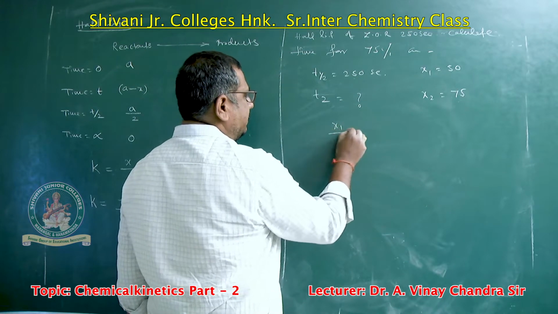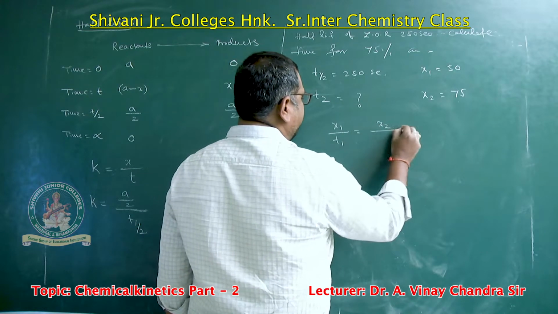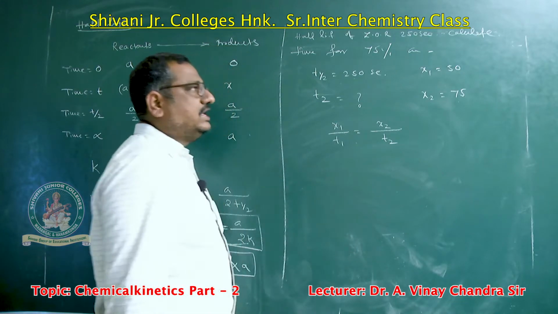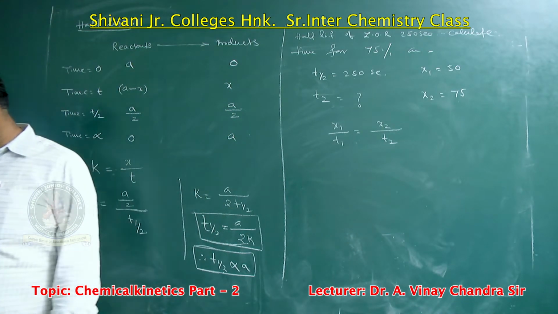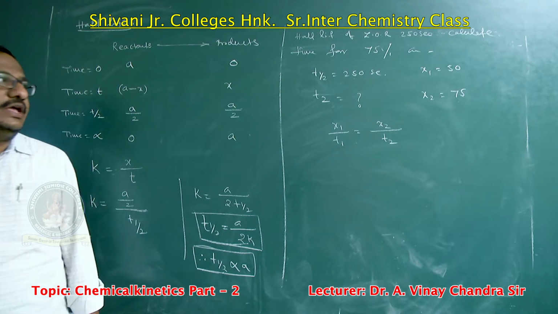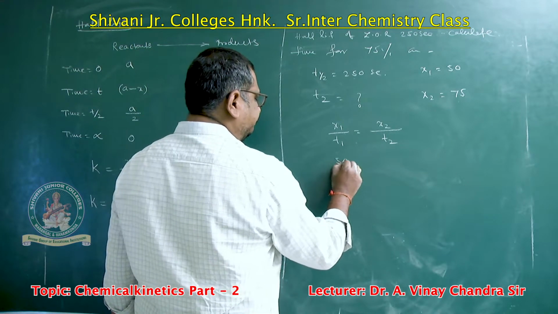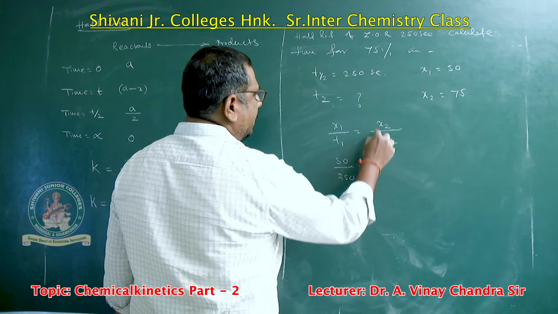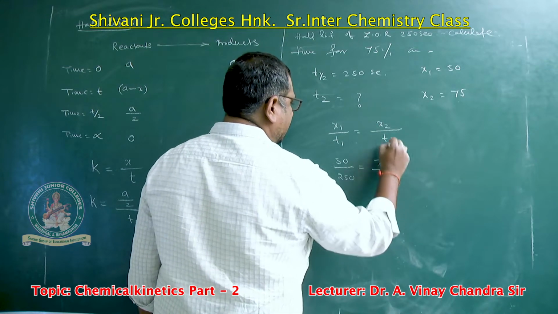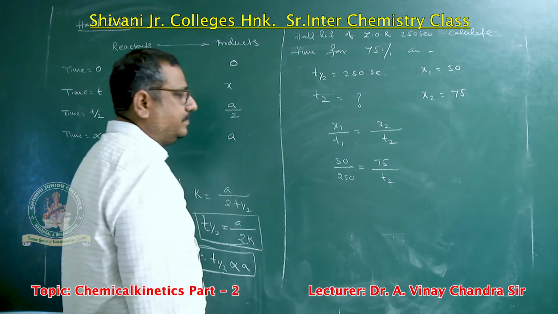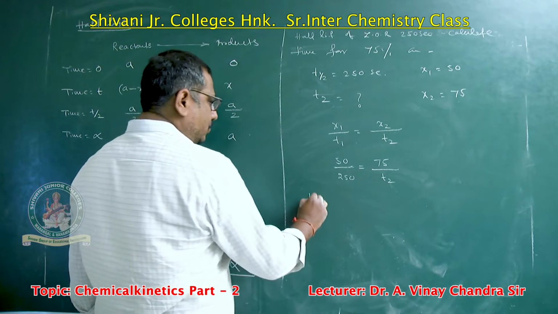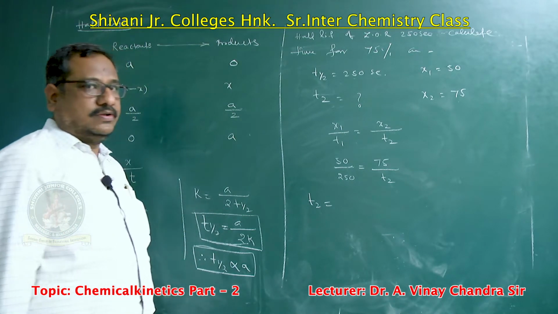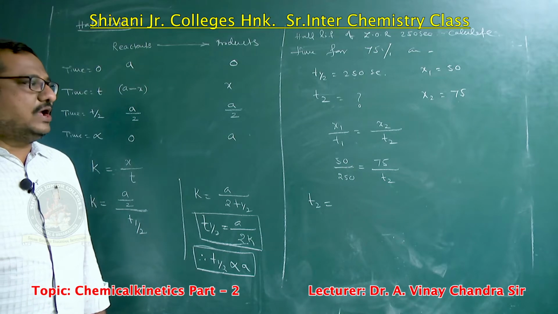Our principle is X1 by T1 is equal to X2 by T2. According to the equation, X1 by T1 is equal to X2 by T2. Here X1 is equal to 50, T1 is equal to 250, X2 means 75, and T2 we have to calculate.